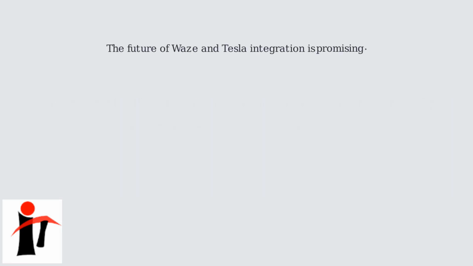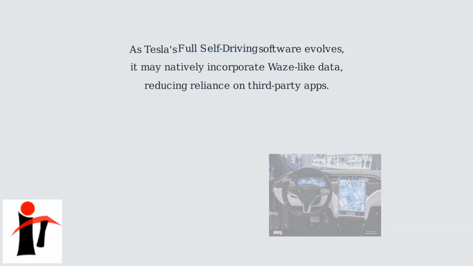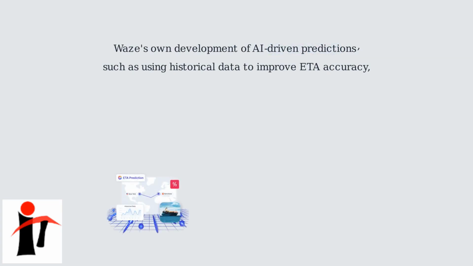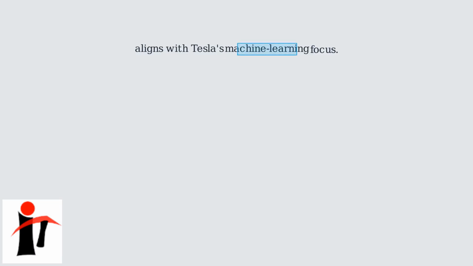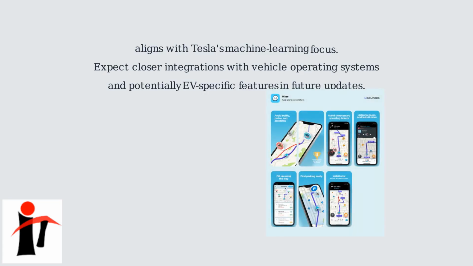The future of Waze and Tesla integration is promising. As Tesla's full self-driving software evolves, it may natively incorporate Waze-like data, reducing reliance on third-party apps. Waze's own development of AI-driven predictions, such as using historical data to improve ETA accuracy, aligns with Tesla's machine learning focus. Expect closer integrations with vehicle operating systems and potentially EV-specific features in future updates.